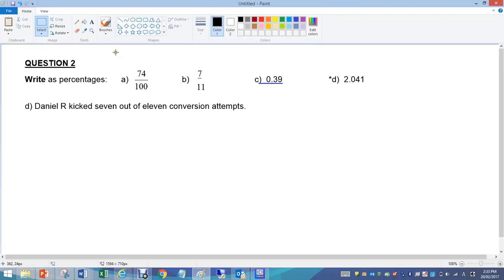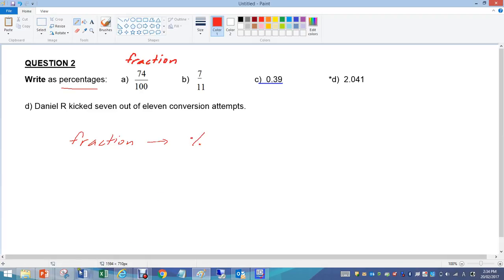Okay, so what we've got for part A, that's as a fraction. That's the form that it's in at the moment. And so we want to write it as a percentage. So how do you change a fraction into a percentage?